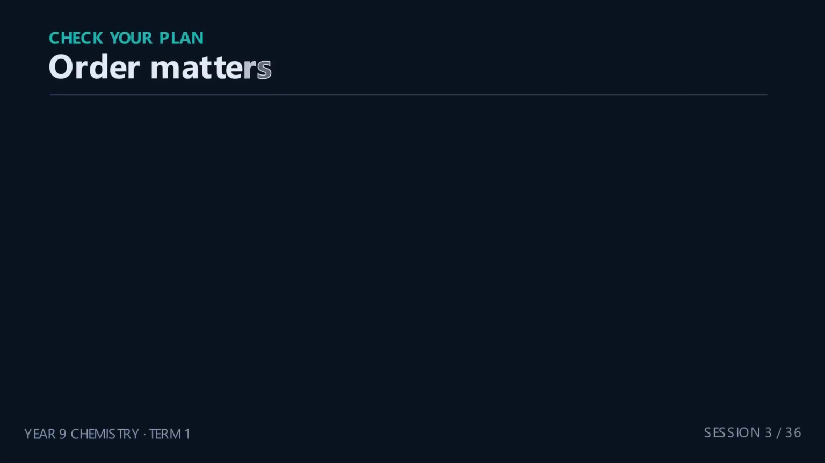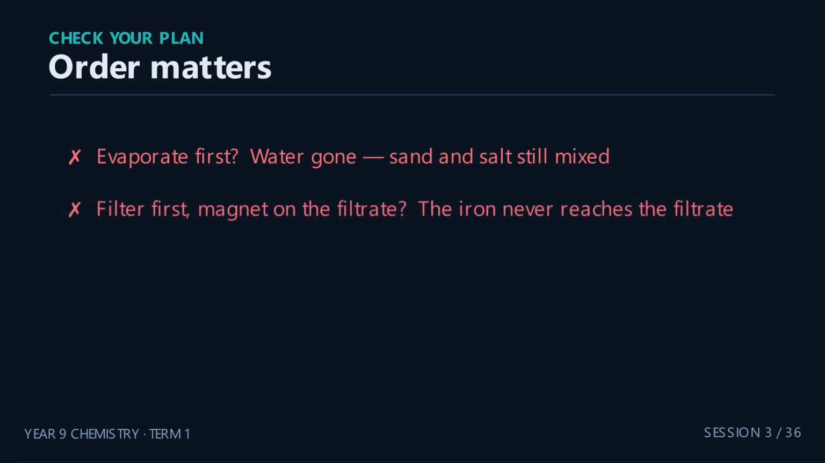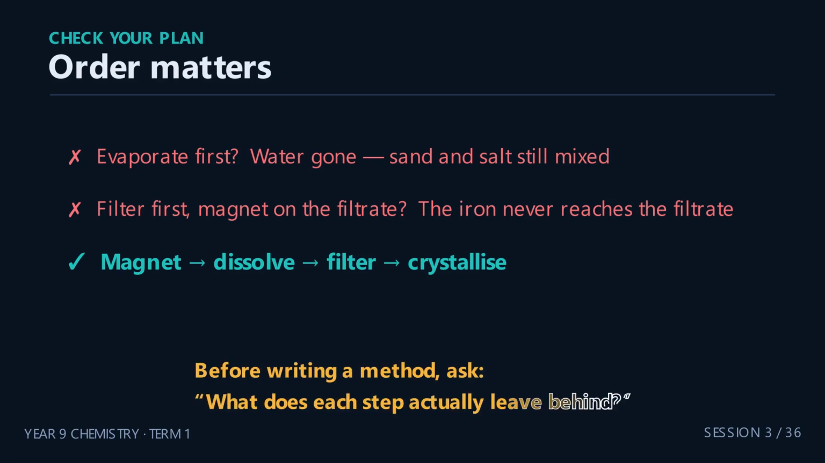And order matters. Suppose you evaporated first. The water disappears, but the sand and salt remain mixed, and you are back where you started. Filtering first, then using the magnet on the filtrate also fails because the iron never reaches the filtrate. So before you write a method, ask, what does each step actually leave behind?